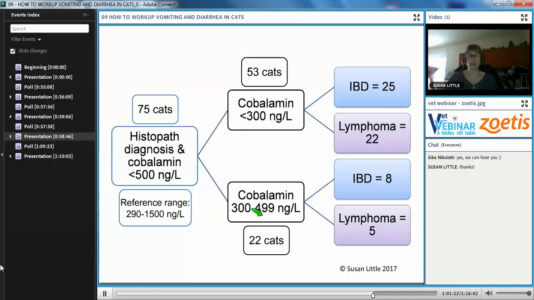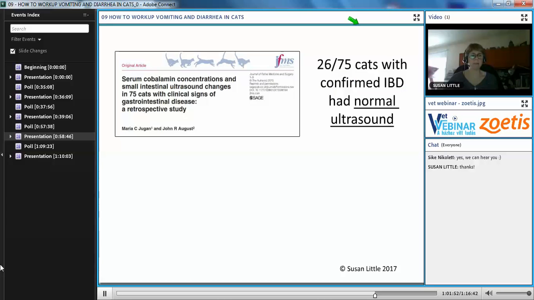Interestingly enough, when we looked at those cats, 13 of those cats, so more than half of those cats also had gastrointestinal disease. 8 of them had inflammatory bowel disease and 5 had lymphoma. So even a low normal cobalamin level might be an indicator that your patient has small intestinal disease. So that's a non-invasive way of advancing the diagnostics on a case, and that can help you explain to the owner why we need to get a biopsy as the next step.